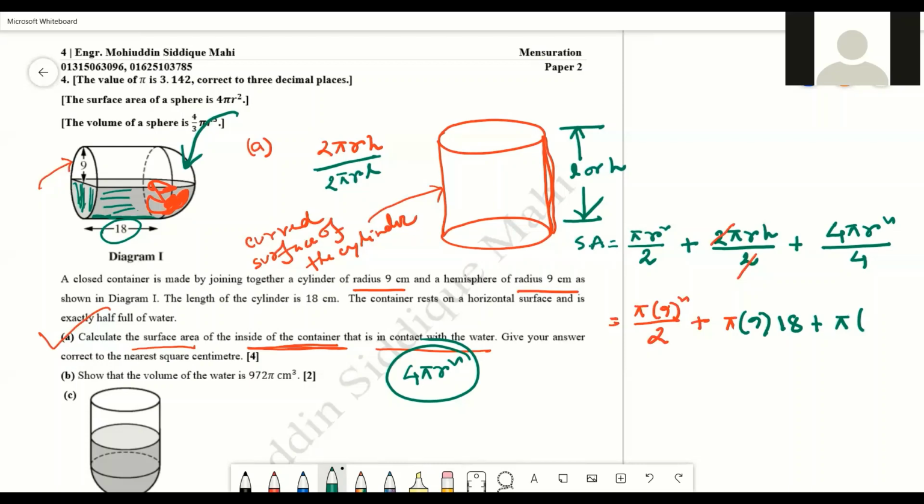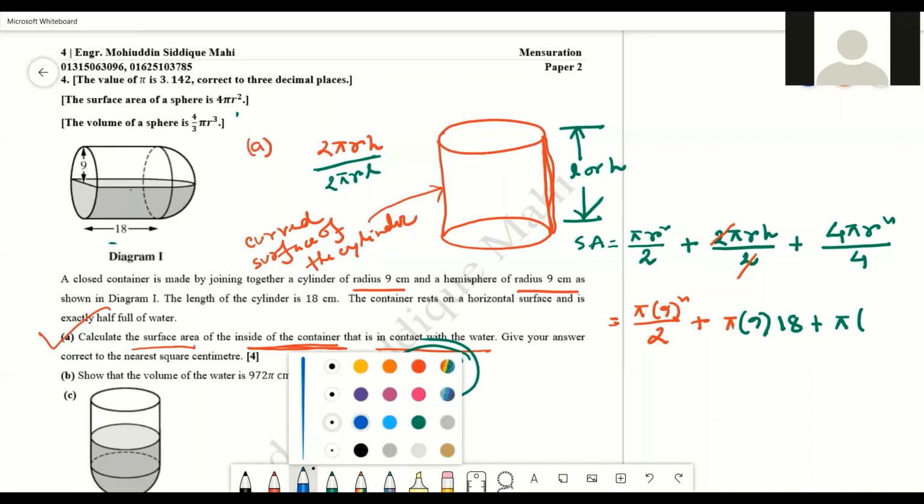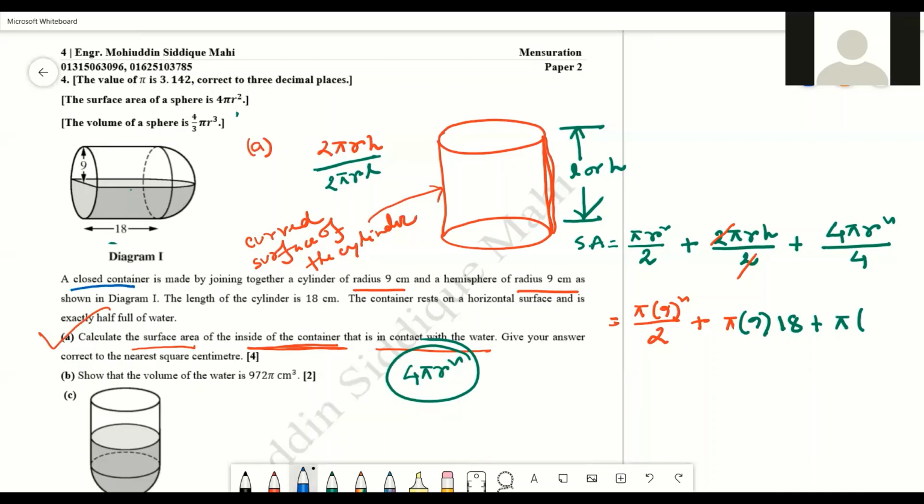The radius is 9. Now here, you can think: what should be the radius of the hemisphere? In the question, it's clearly mentioned that the closed container is made by joining together a cylinder of radius 9 cm and a hemisphere of radius 9 cm. So look here, the radius of the hemisphere is not shown in the diagram, but it's stated in the question. So 4 and 4 are cancelled.